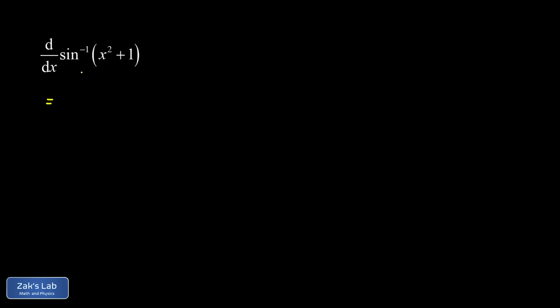So when I turn it into a function composition, I have to use the chain rule. And that starts out with a 1 over square root of 1 minus the argument of this inverse sine function all squared. So I have a 1 minus x squared plus 1 all squared inside that square root. And then the chain rule says we have to tack on the derivative of that argument, which is a factor of 2x.